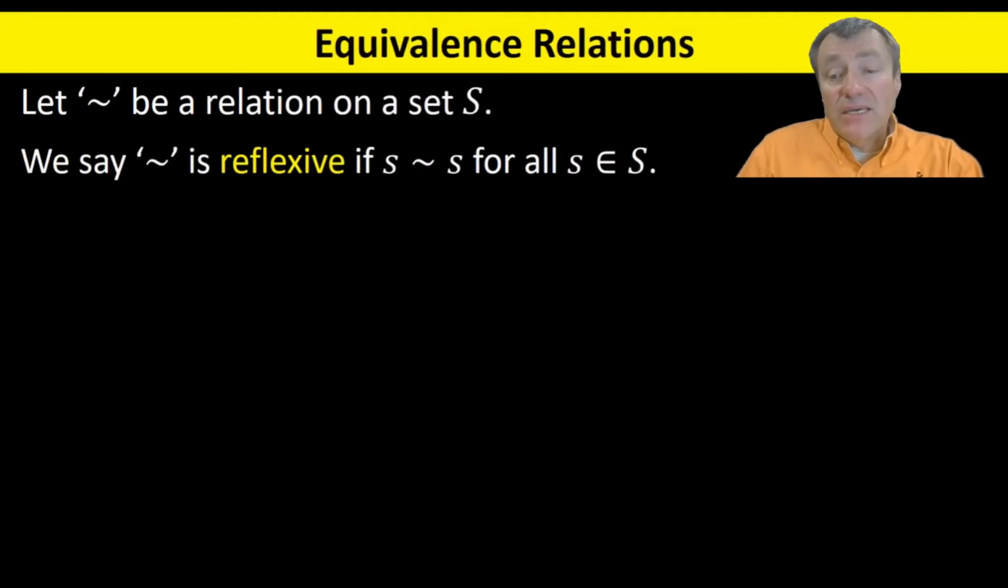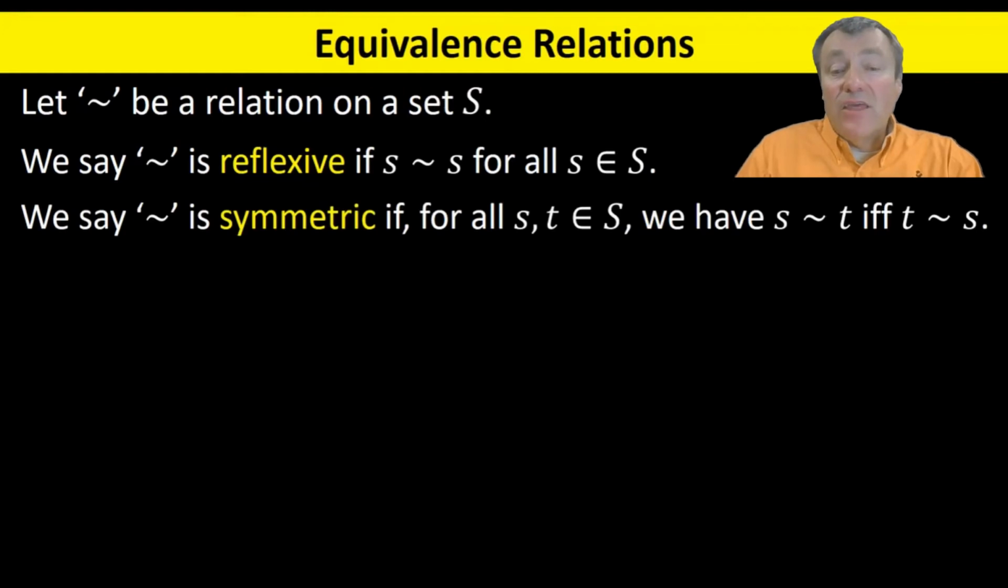Now, there are many relations. Some are more interesting than others, especially for us. Let's talk about some interesting possible properties a relation might have. The first one is reflexive. You say a relation is reflexive if every element of the set is related to itself under the chosen relation. You say that the relation is symmetric if the order doesn't really matter. That is, whenever little s is related to t, then t is related to s.